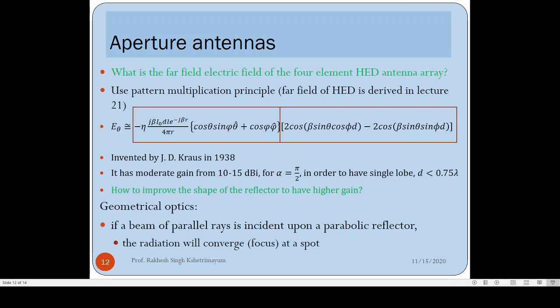If I change the shape of the reflector from flat plate reflector to curved reflector like parabolic reflector, then we'll have a huge improvement in the gain. So those kind of reflectors are called parabolic reflectors, and we'll spend one entire lecture on this parabolic reflector. First thing is that let us try to understand what is the geometrical optics for the parabolic reflector. So if a beam of parallel rays is incident upon a parabolic reflector, the radiation will converge to a spot which is called a focus.